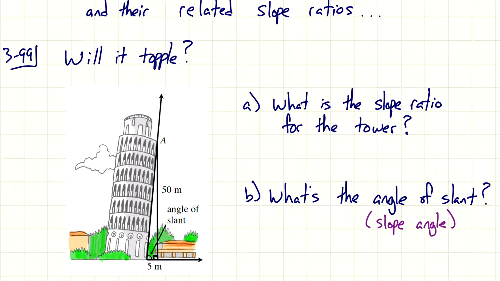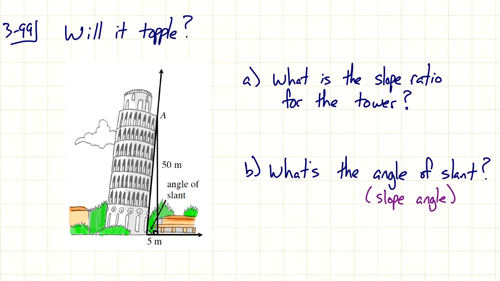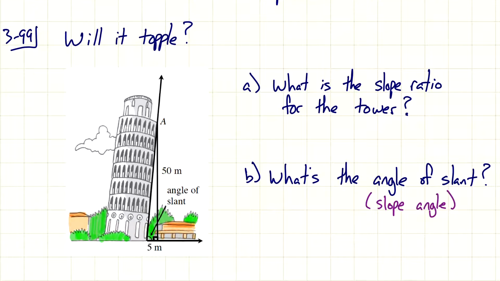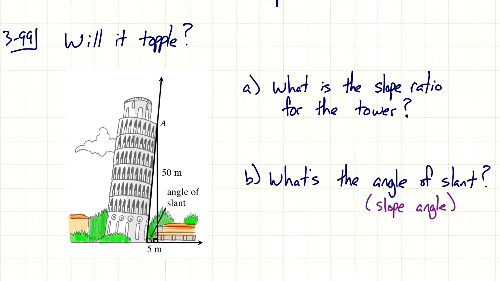So looking at the original picture, let's ask ourselves, what is the slope ratio for the tower? So again, slope ratio is our rise and our run. We have our rise and our run given to us. So slope ratio, that's just a fraction. So I'm going to put 50 over 5 as our slope ratio, and this does reduce to 10 over 1.